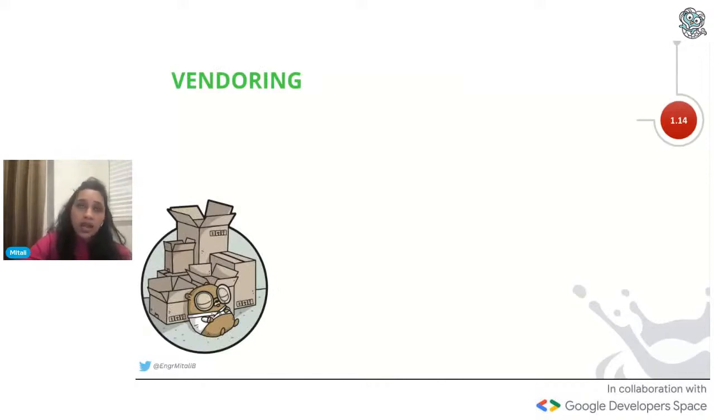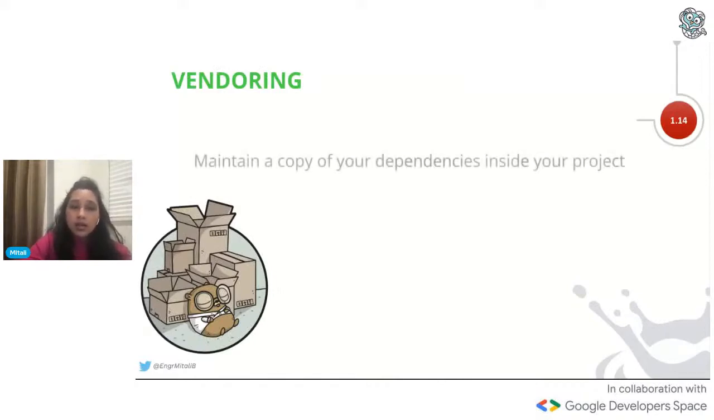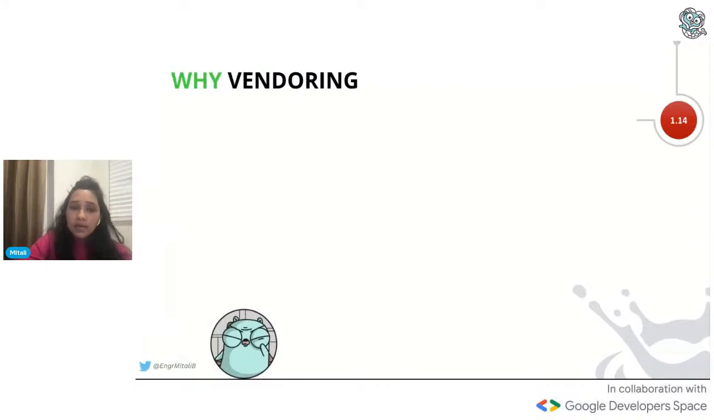First of all, what is vendoring? There are many reasons to maintain a copy of your dependency inside your project. That means whatever libraries you are using, you have a full copy of all the code locally, and then you build it rather than relying on any central repository. This was heavily used before Go modules were introduced, but after Go modules, it has subsided. Now let's see why we need vendoring.